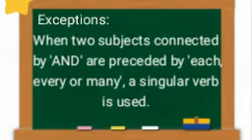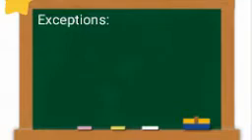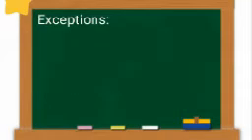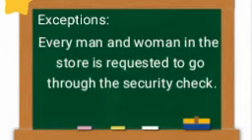When two subjects connected by and are preceded by each, every, or many, a singular verb is used. For example, every chair, table, and sofa, every single piece of furniture in the house is up for auction. Every man and woman in the store is requested to go through the security check.